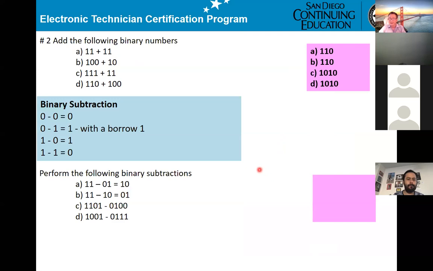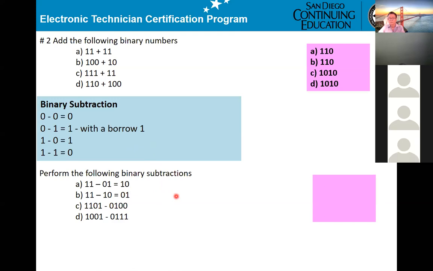And then binary subtraction. Okay, so 0 minus 0, you get 0. 0 minus 1, you get 1. However, we need to borrow 1. Borrow 1 means subtract 1 from the next column. Okay, and the examples A, B, C, D, we already done or not? Okay, that's what I gave to you.